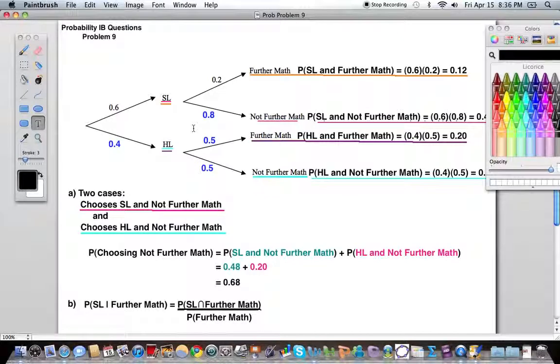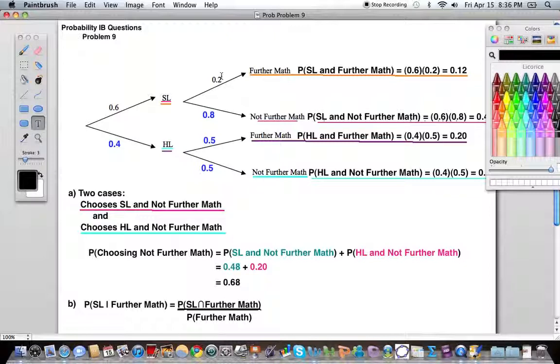Probability IB questions, problem 9. In problem 9, they say that a student chooses between mathematics SL and mathematics HL only. They give us the probability of choosing SL as 6/10. They say if a student chooses SL, then the probability of them choosing further math is 2/10. This is what they gave us in the tree diagram in this problem.